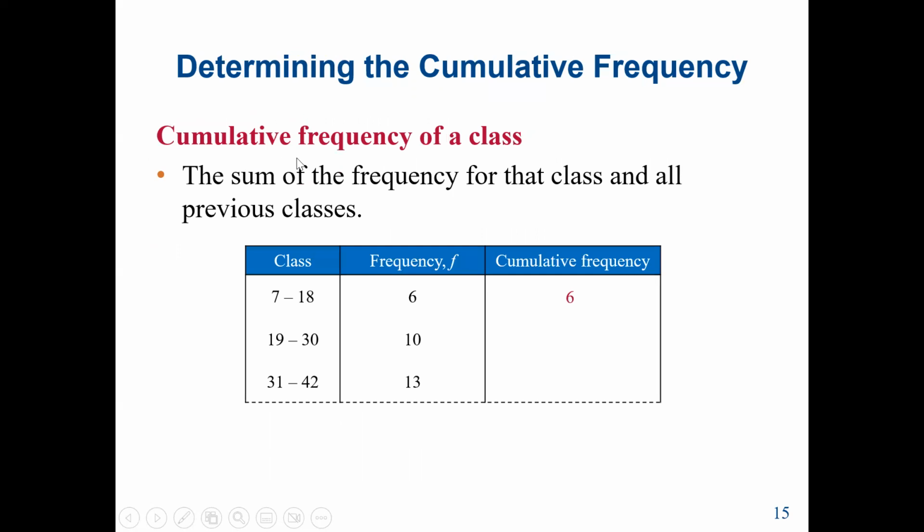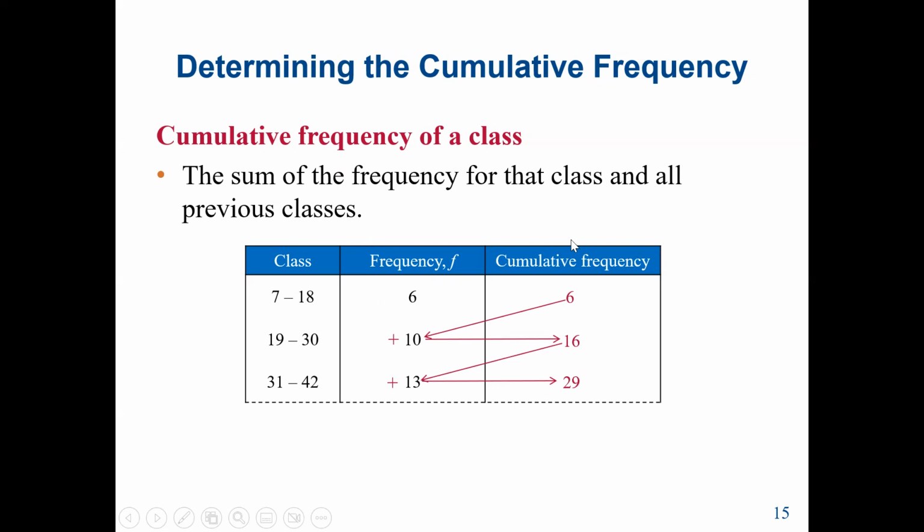Next, we can also find the cumulative frequency of a class. So that will be the sum, and the keyword is cumulative. So the sum of the frequency for that class and all the previous classes. So for example, the first class we start with 6. The second class will be 10 plus 6, which will give us 16. Then the third will be 16 plus 13, that will give us 29.